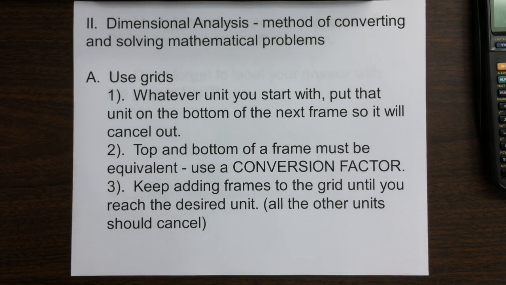And we have to use things called conversion factors, where you say one thing equals another. In order to use these conversion factors, however, we have to get the units to line up so that the ones that we don't want go away and the ones that we do want stay at the end of the problem. So in order to do that, we're going to use grids.